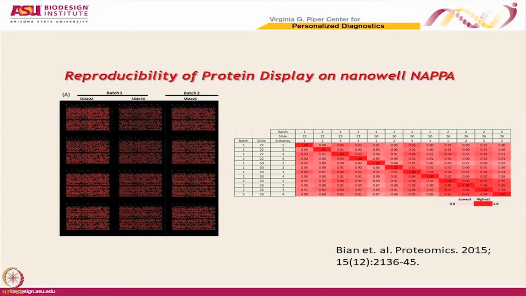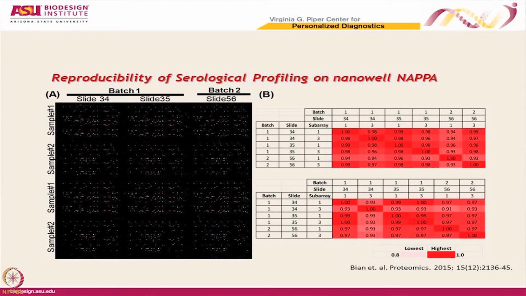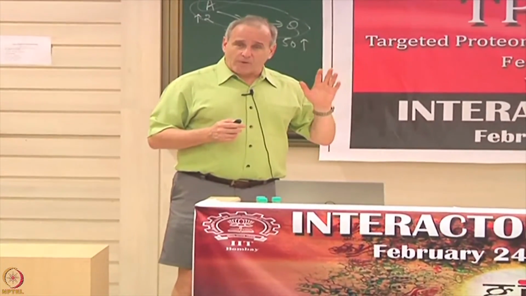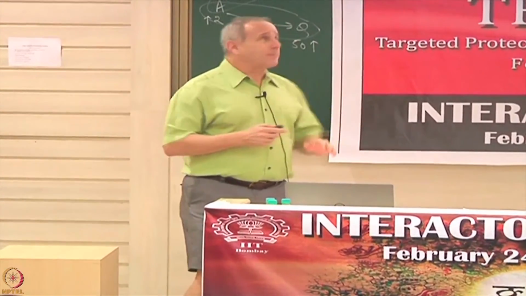And again, as you can see, everything here is close to 1.0 and certainly above 95% in terms of its reproducibility. So it's every bit as reproducible, this platform, as the standard NAPPA was. And then this is probably more relevant to you all. That was for protein expression. This is now asking, if I screen the array with antibodies or serum, will the answer I get from array to array, from batch to batch, be the same?